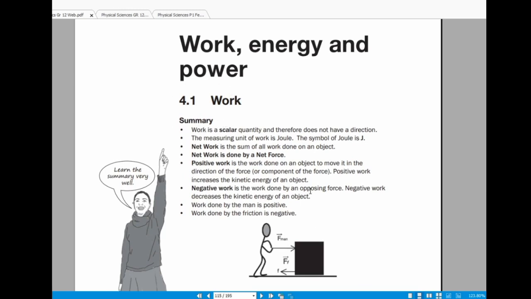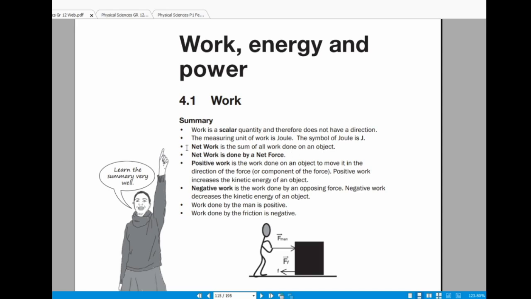So work is a scalar quantity and therefore does not have direction. The measuring unit of work is the joule. The symbol of joule is J. Net work is the sum of all work done on an object. Net work is done by a net force, right?